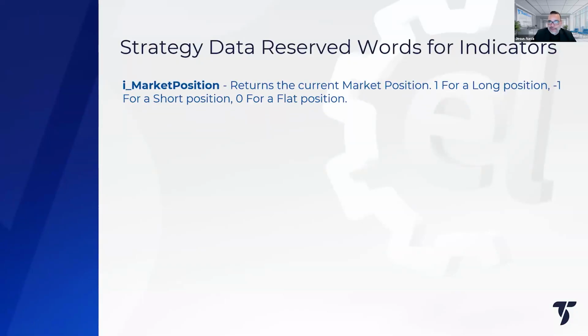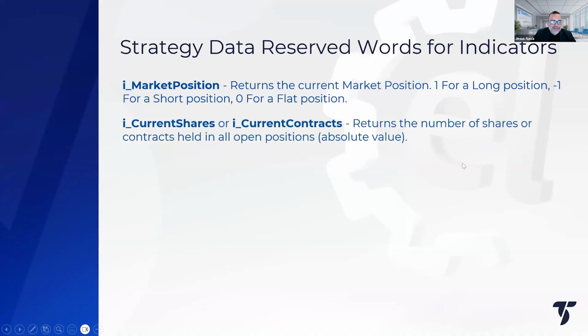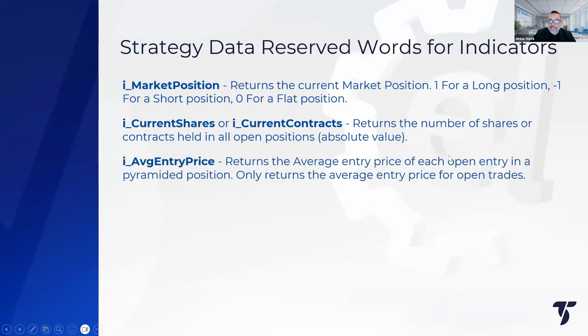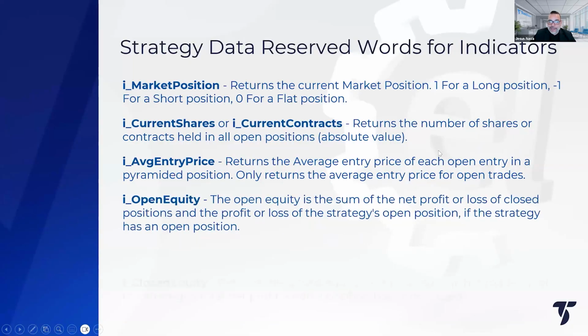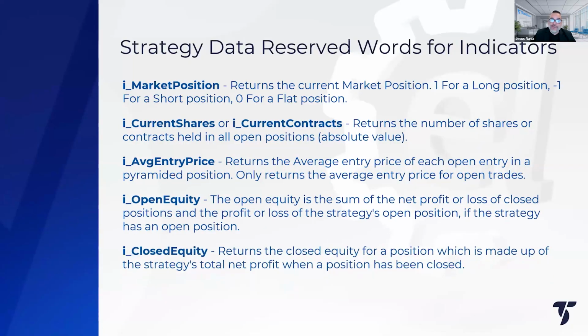It can be a small i or a capital I. Remember that EasyLanguage is not case sensitive. So I underscore market position says the same thing. It just has an I and an underscore right in front of it, which allows you to put it inside of an indicator. It's going to return the same thing that it does on a strategy, but you can use it inside of an indicator. You can use I underscore current shares or I underscore current contracts. You can use I underscore AVG for average entry price, I underscore open equity, and I underscore closed equity.